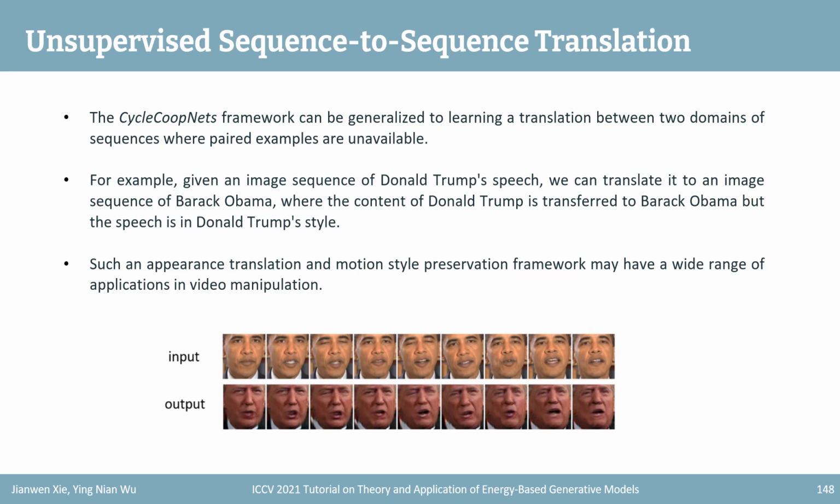We can generalize the cycle-consistent cooperative network to learning a translator between two domains of sequences, where paired examples are unavailable. For example, given an image sequence of Donald Trump's speech, we can translate it to an image sequence of Obama, where the appearance of Donald Trump is transferred to Obama, but the speech is in Donald Trump's style.